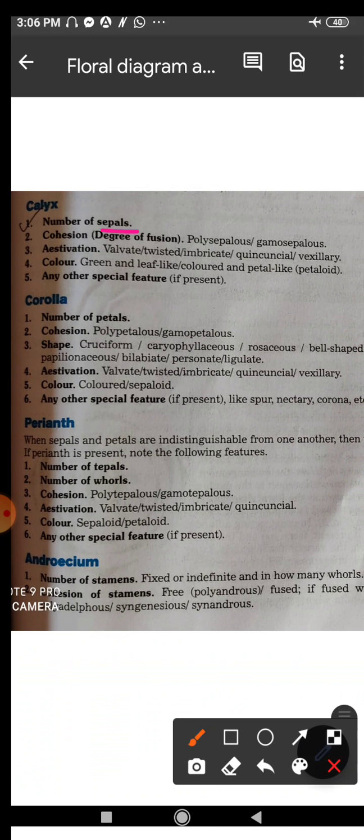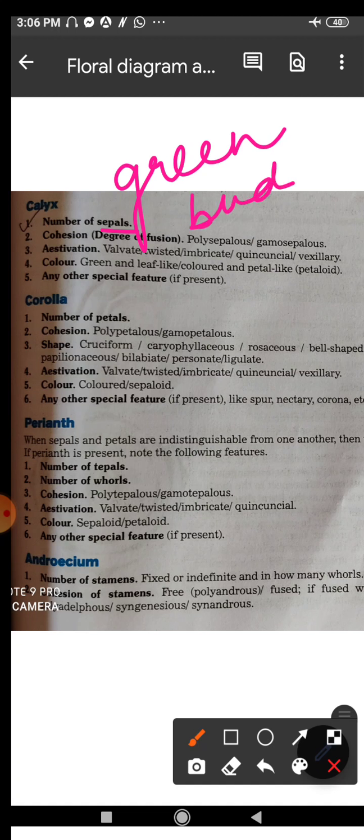Coming to the calyx, we discussed that the calyx is also the sepal, right? Calyx and sepal is the same thing. They are generally green in color, right? And we discussed its function, that it protects the flower during bud condition. Now coming to the sepals, we discussed the degree of fusion, right? That means whether they are free or whether they are fused, so either they are polysepalous or they are gamosepalous.